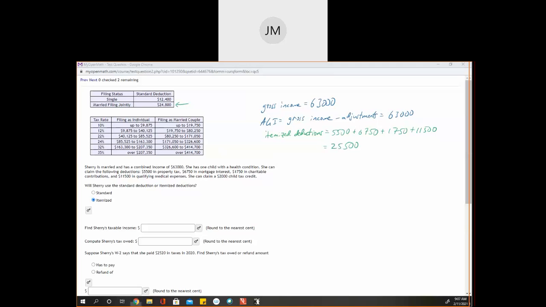The taxable income is going to be the adjusted gross income, and then we subtract the deductions. So we get $37,500. That's the taxable income.